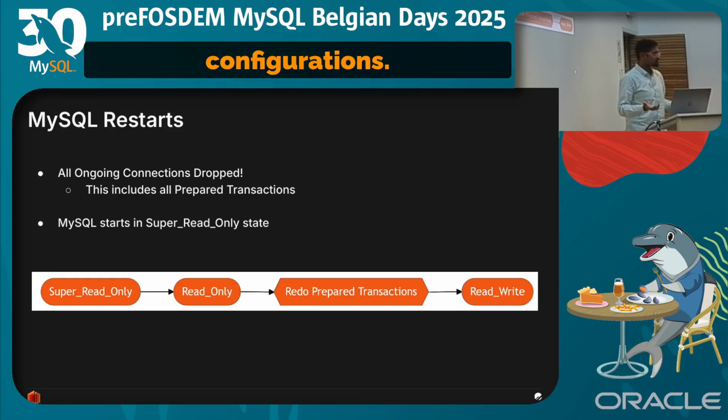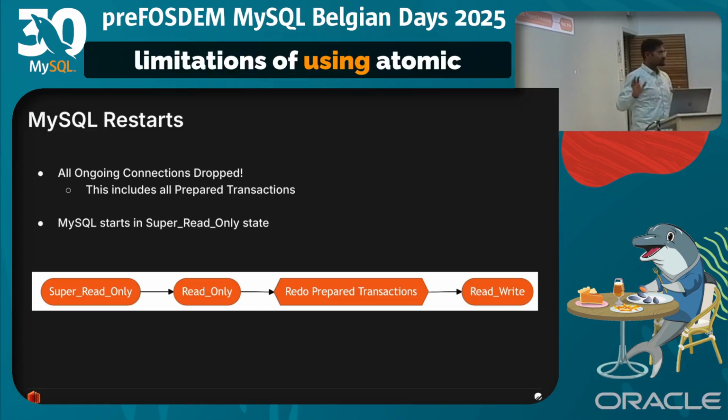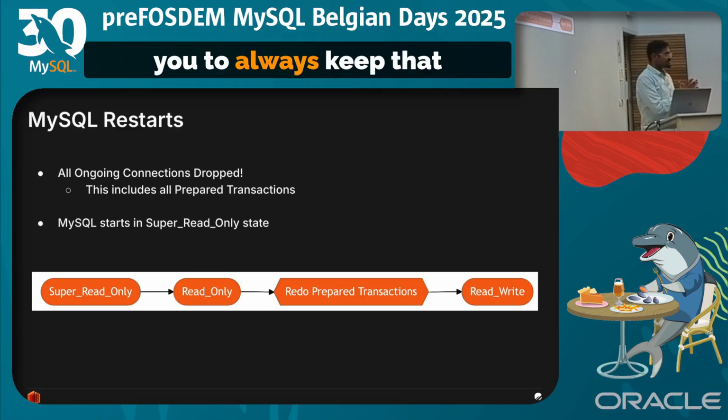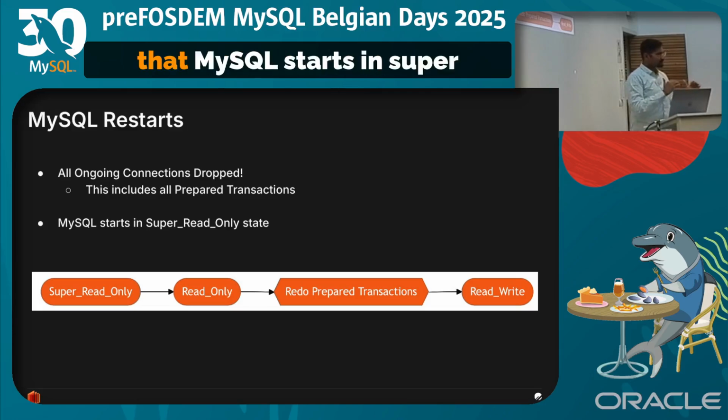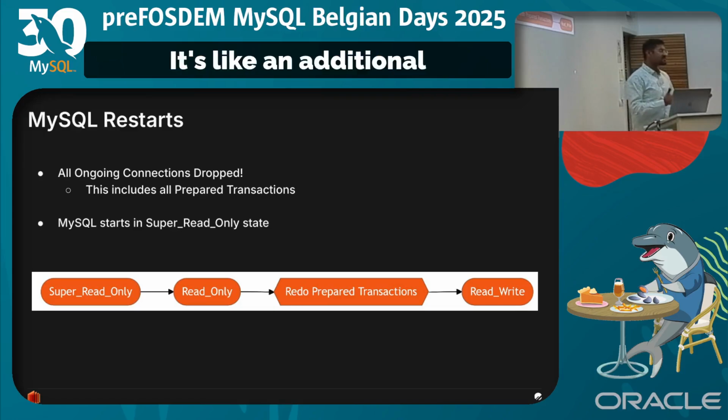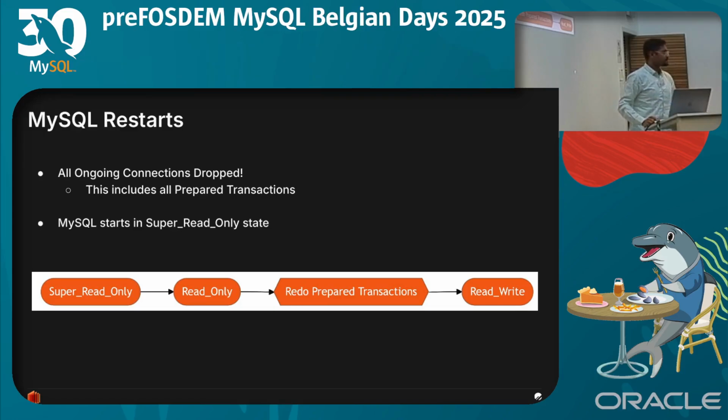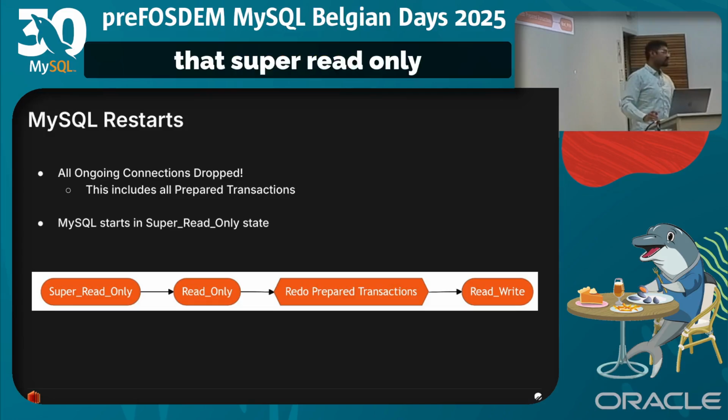So people can choose different configurations, but this is one of the limitations of using atomic transactions, that we require you to always keep that configuration in MyCNF, that MySQL starts in super read-only mode. It's like an additional layer of security. You need to prohibit the set persist. Yes, that super read-only has to be required.